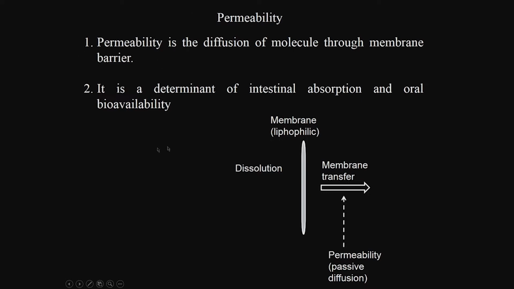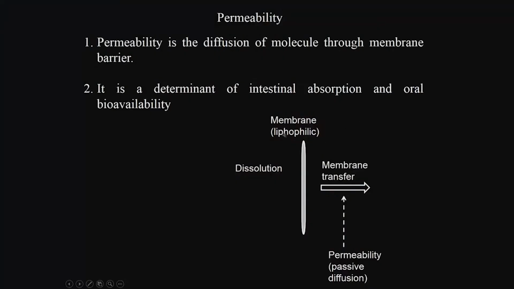Permeability, that is the diffusion of these molecules through the GI lipid membrane, which is highly lipophilic. Mostly it is through passive diffusion, okay. Very little active diffusion happens, mostly it is passive diffusion, and so that means we have to have the compound reasonably lipophilic so that it passively diffuses.